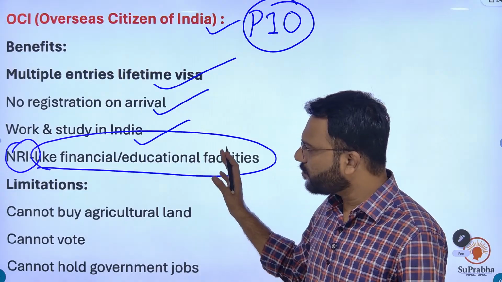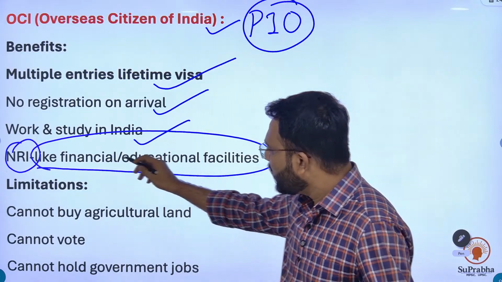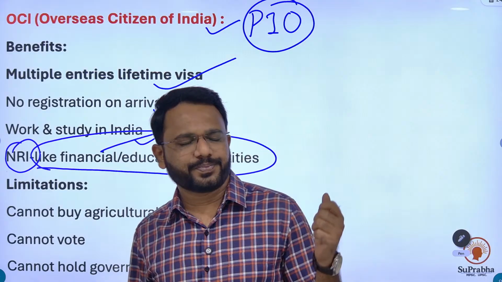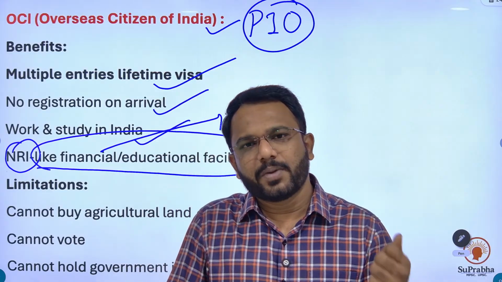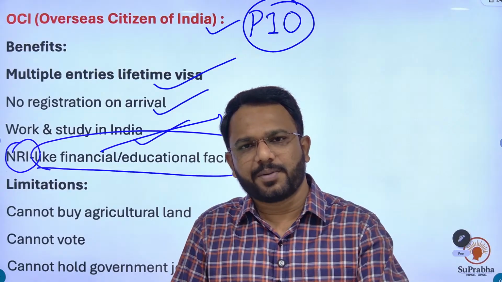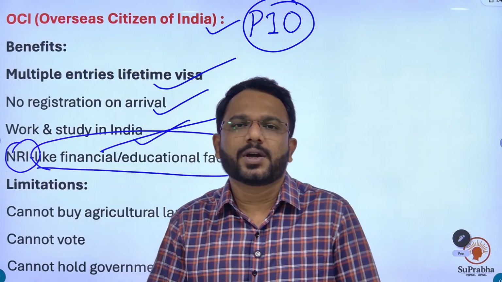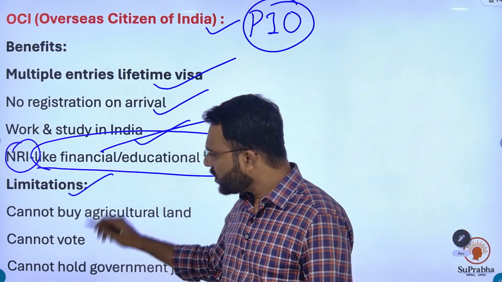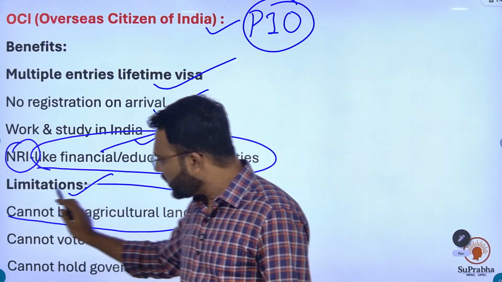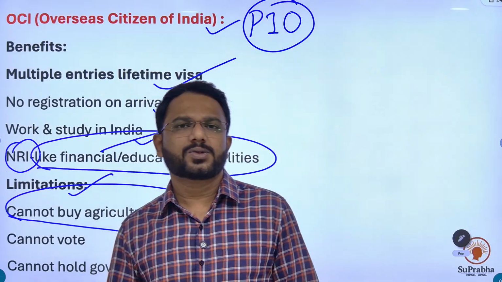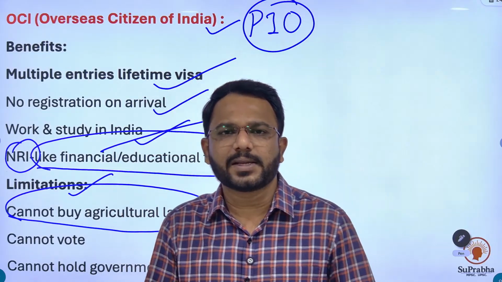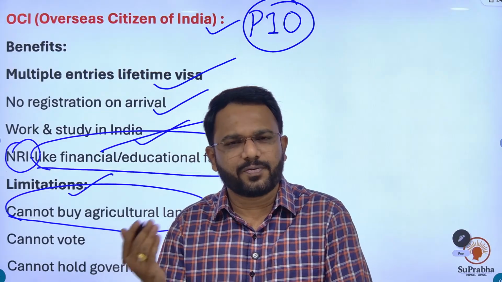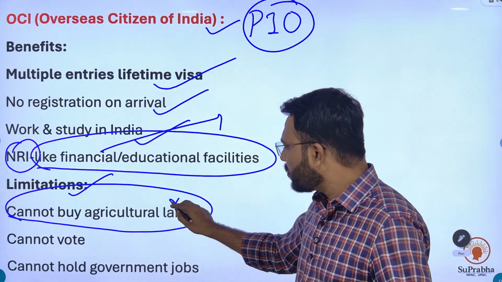We will discuss the benefits for NRIs. For example, the money earned by an NRI and remitted to India is not taxed by the government of India. Such benefits are also available for the overseas citizen. There are some limitations. They cannot buy agriculture land. OCI card holders cannot buy agriculture land, but they can buy land in the city or urban areas, like a plot or a flat. So this is important.